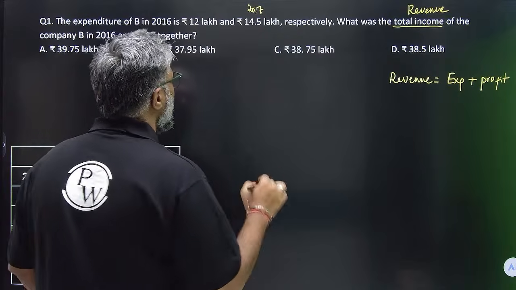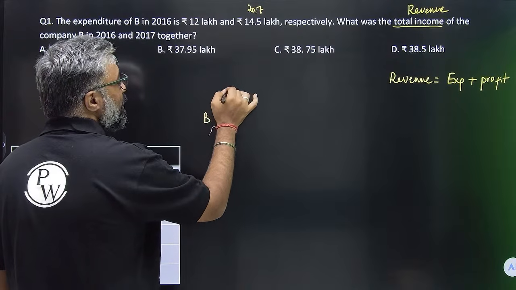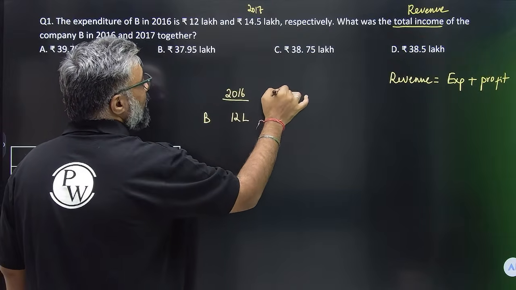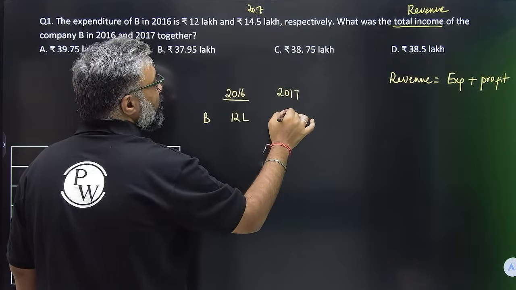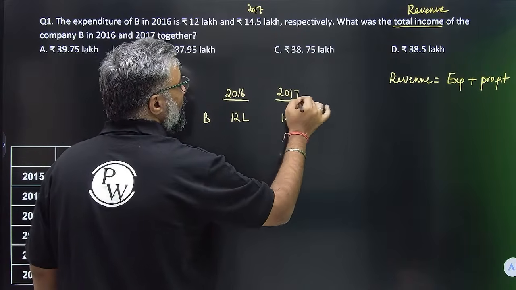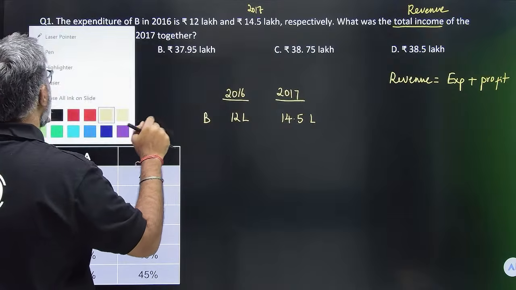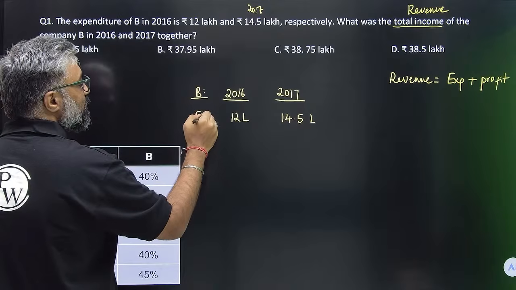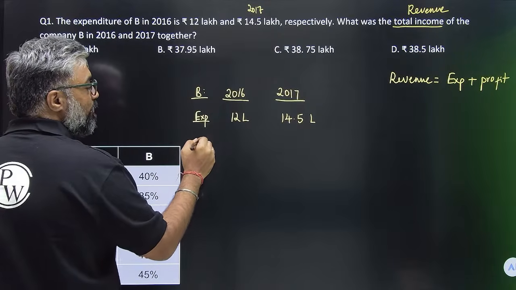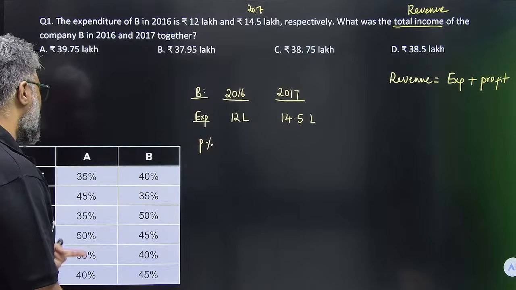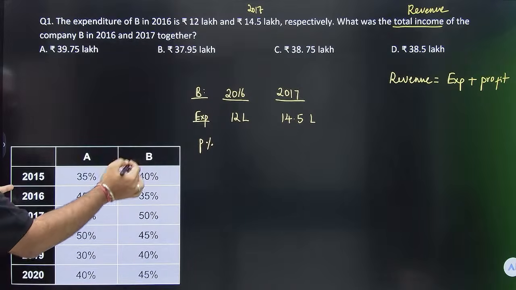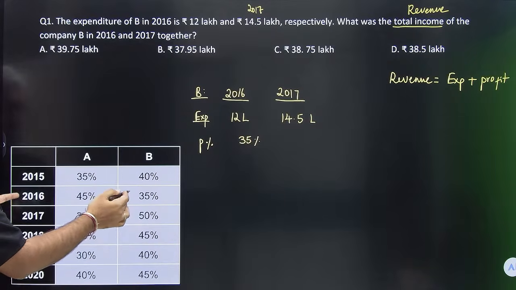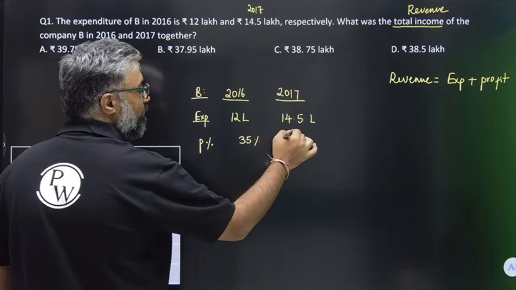So in this case, for company B, they are saying that in 2016 it was 12 lakhs and in 2017 it was 14.5 lakhs. Okay, so this is what? This is the expenditure of company B that they have given to us here. Do I know the profit percentage? Of course, I can get it from the table or from the chart directly also. In 2016 company B had a 35% profit and in 2017 it had a 50% profit.